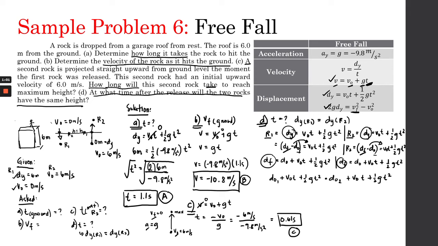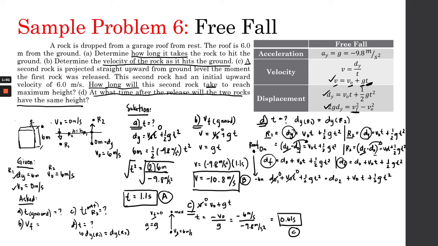So in this configuration, we have to identify our point of reference. Let's take our point of reference as the roof. So the roof would be equal to 0, and the ground would be negative 6 meters. So the initial distance for rock 1 would be 0, and the initial velocity of rock 1 is also 0.